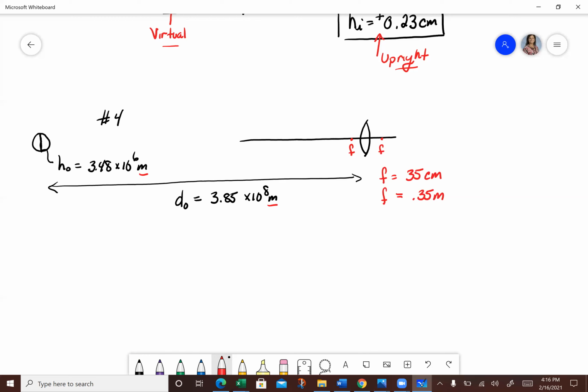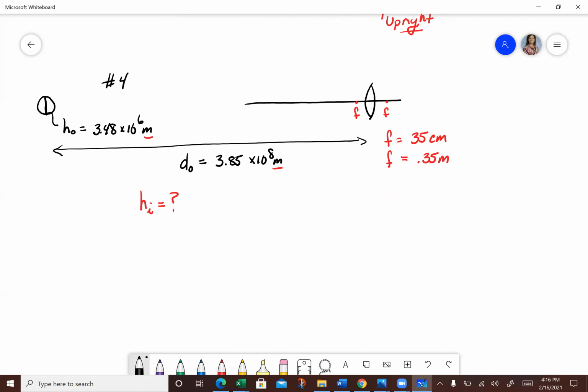Okay. I think just the words maybe confuse some people as to whether that is object distance. We have distances, but what were those distances measuring? So again, the diameter is going to measure the height of the object. The distance the moon is away would be our object distance, and we have focal length. The question is, what's the diameter of the moon's image on the paper? So what we're really looking for is HI.